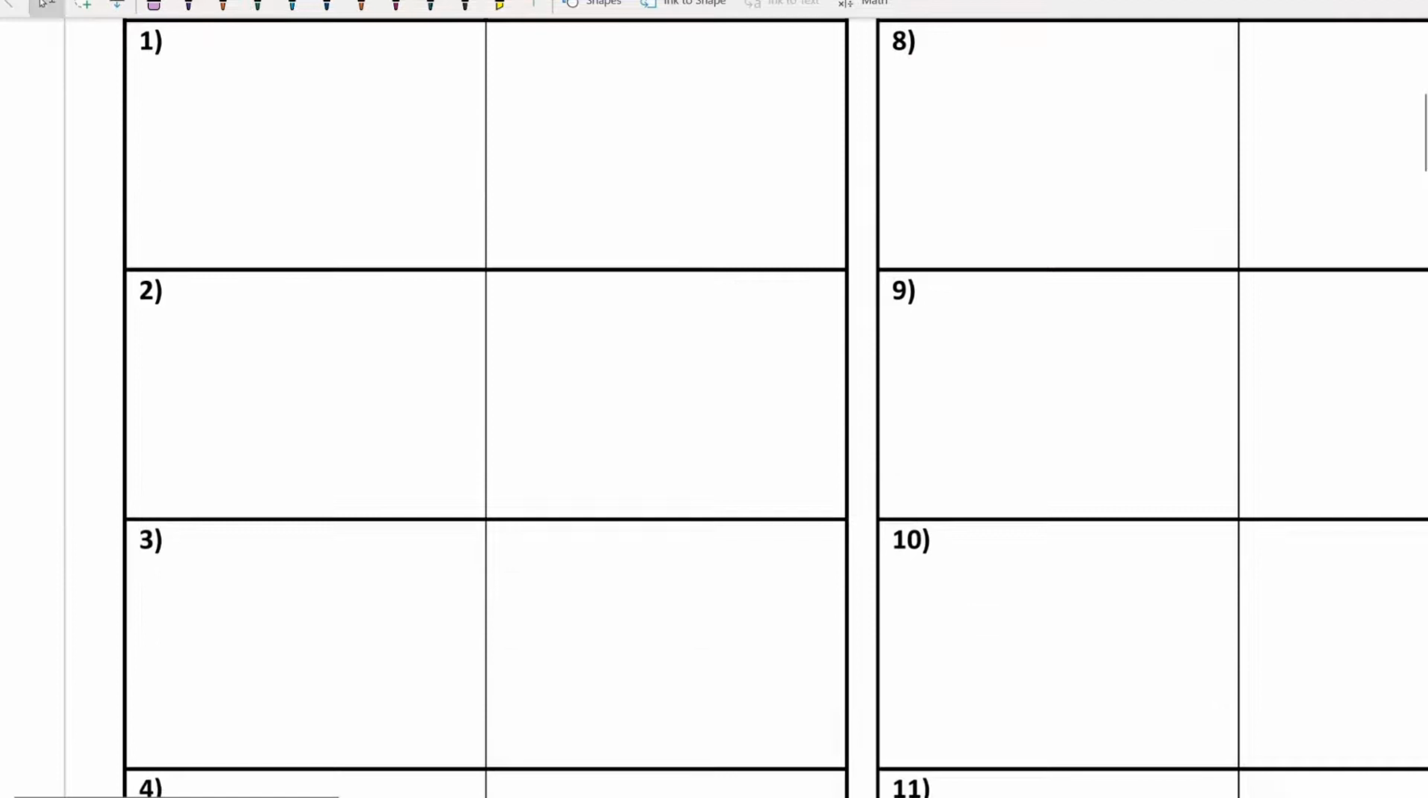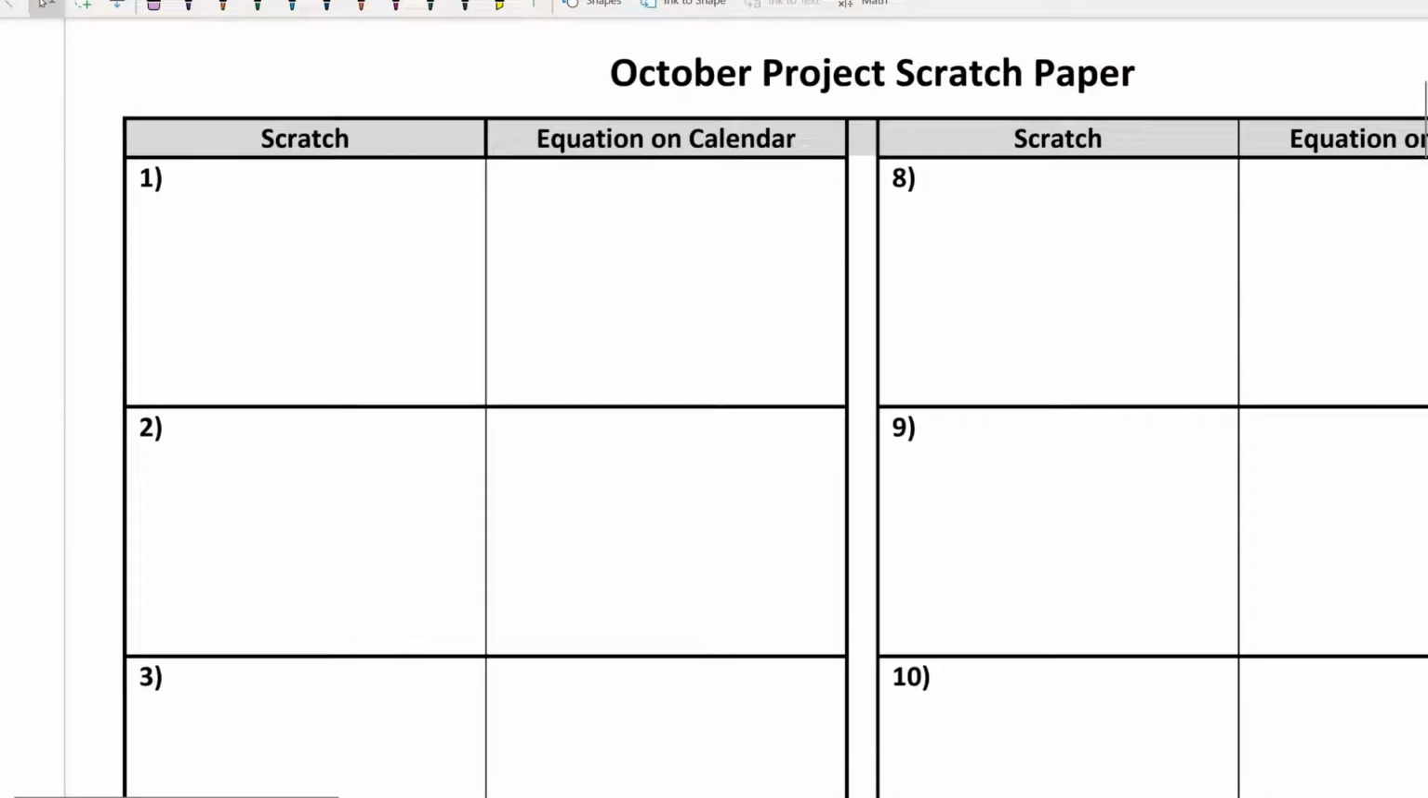You can work on a separate sheet of paper. It doesn't have to be on this one. Again, this is only a scratch paper. Alright, we're going to look at the first one. You can pick any date. I will pick the first one. First, you're going to draw a box. You're going to put the date into the box. So with me, day 1.